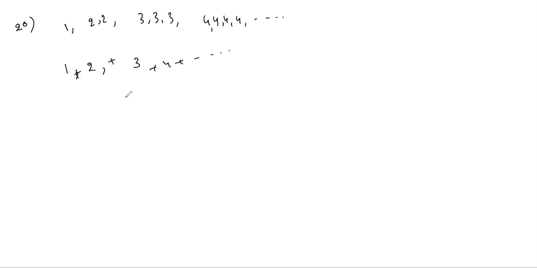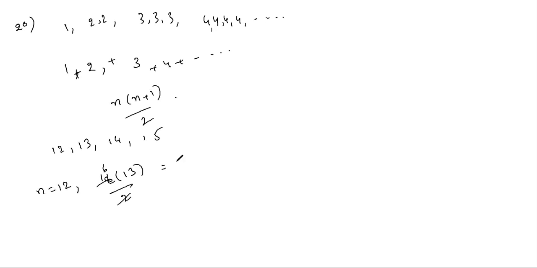The sum of the first n natural numbers is n into (n plus 1) by 2. According to the options, verification is better: 12, 13, 14, 15. Suppose you take n equals 12, 12 into 13 by 2, so it equals 78 terms only. Next, if you take n equals 13, 13 into 14 by 2, we get 91 terms only.